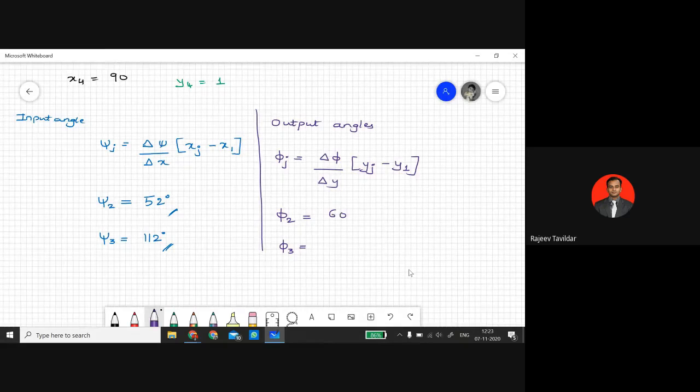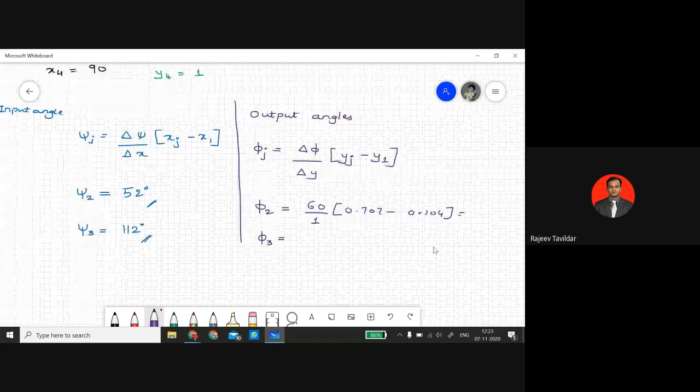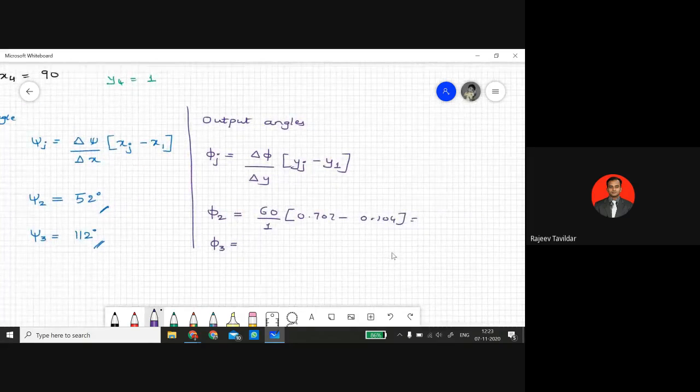Delta phi is already given to us, 60. What is delta y? 1 minus 0, it is 1. What is yj? Yj means y2 you have to take. So y2 is 0.707 minus y1, 0.104, is given to you. To put this in a calculator, you should not take more than 10 seconds.